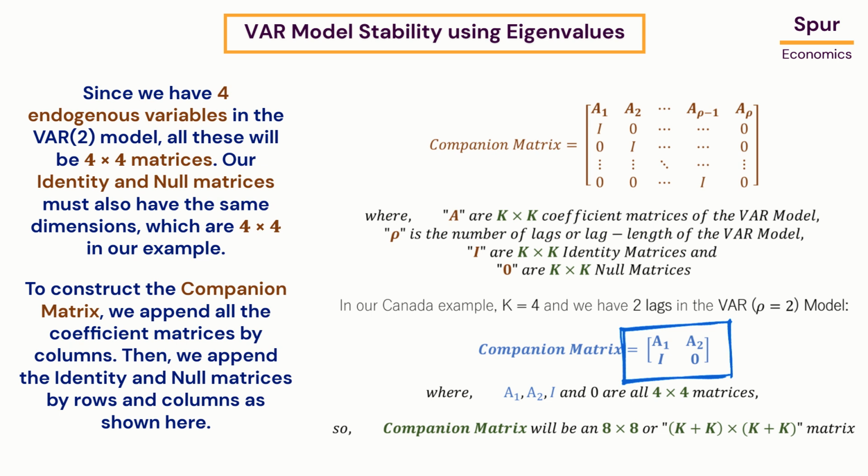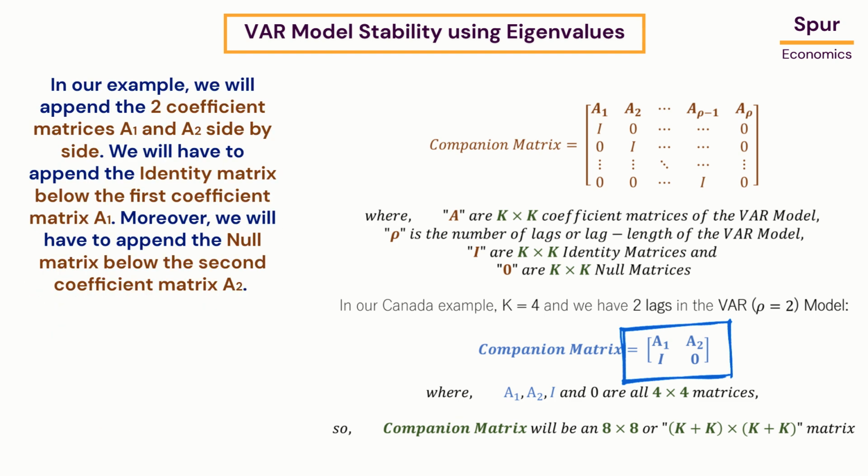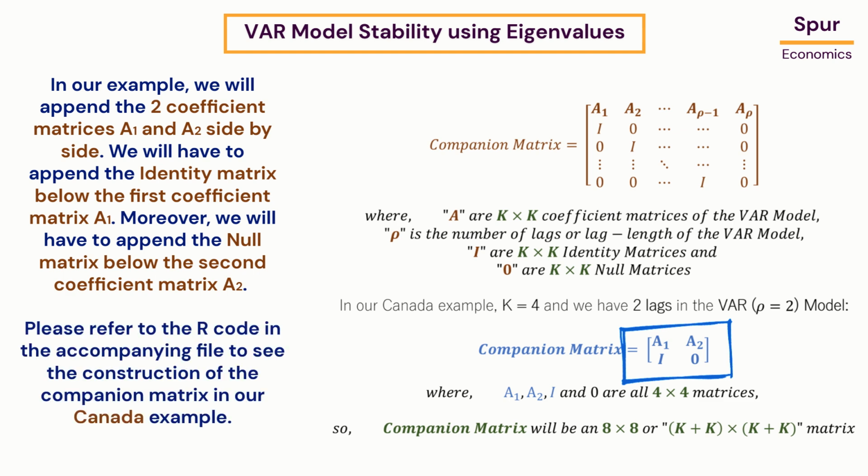To construct the companion matrix, we append all the coefficient matrices by columns. Then, we append the identity and null matrices by rows and columns as shown here. In our example, we will append the two coefficient matrices A1 and A2 side by side. We will have to append the identity matrix below the first coefficient matrix A1. Moreover, we will have to append the null matrix below the second coefficient matrix A2. Please refer to the R code in the accompanying file to see the construction of the companion matrix in our Canada example.